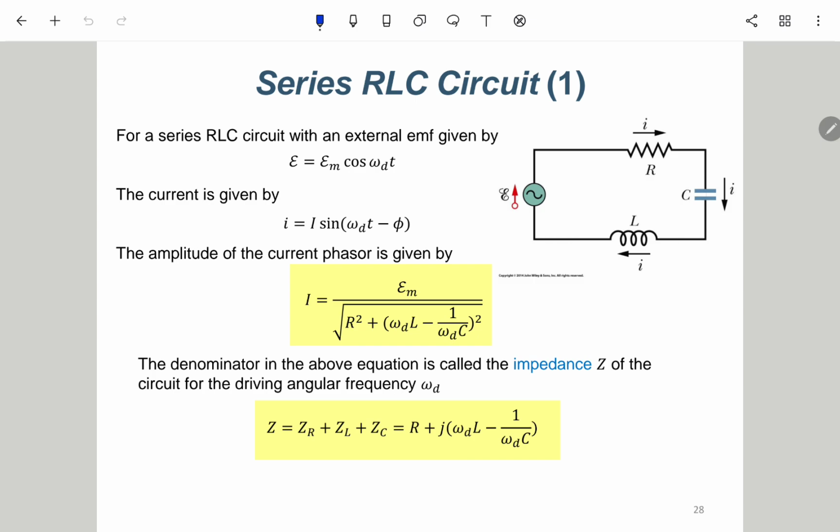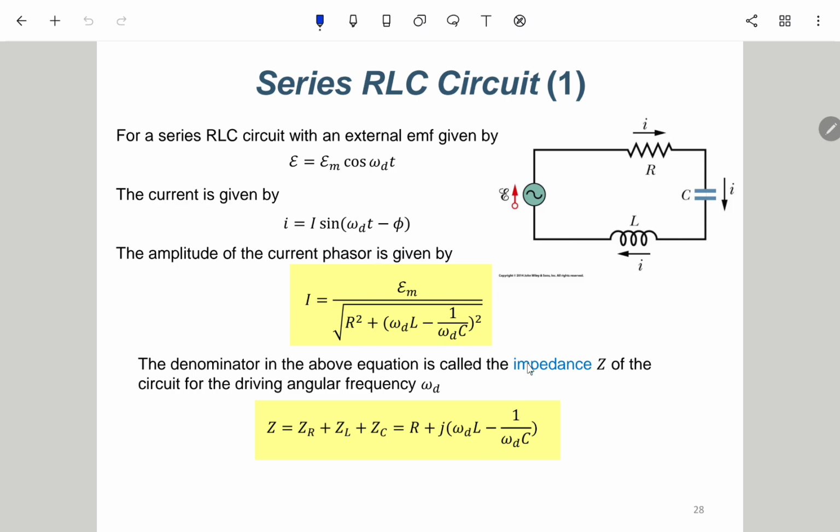The only problem is that we need to understand what is going on here. Here we have an RLC circuit with an AC source. We assume the AC source is E equals E_m cosine of omega_d t, still the same as before. And then we have the current I equals capital I sine of omega_d t minus phi.